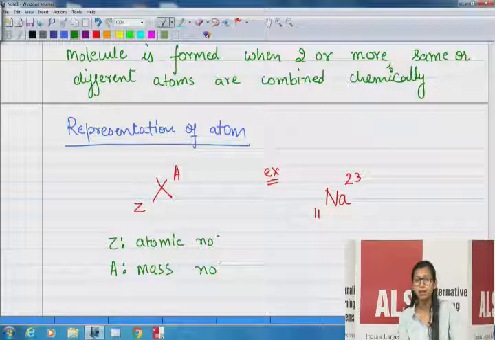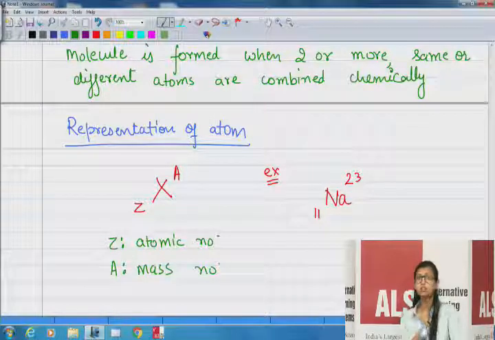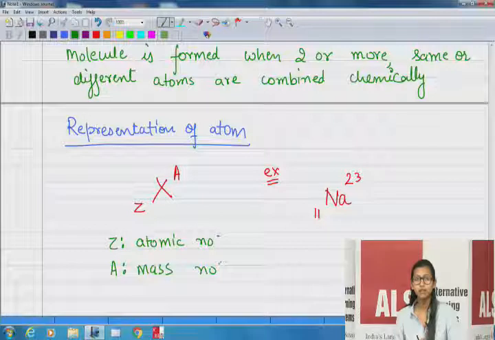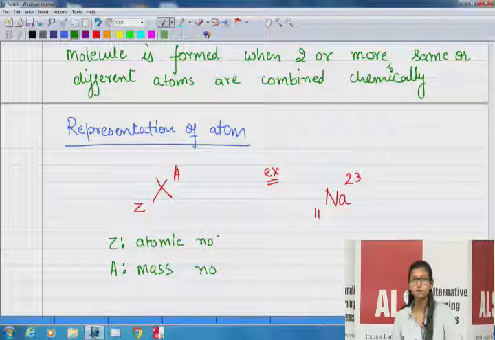Now we have written the atomic numbers. Now this is the homework for you, that you will write that list of 20 elements again.